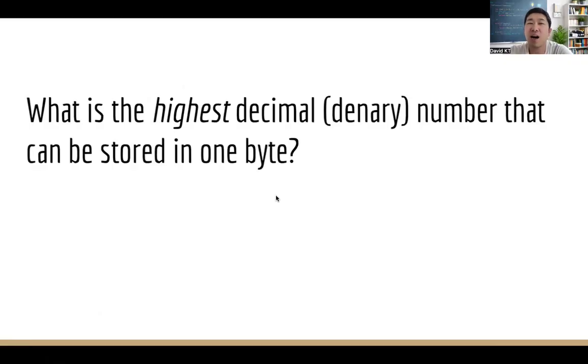Question: what is the highest decimal number that can be stored in 1 byte? So again, how many bits are in 1 byte? 1, 2, 3, 4, 5, 6, 7, 8. So the highest is, of course, when everything is turned on. 1, 1, 1, 1, 1, 1, 1, 1. Okay?